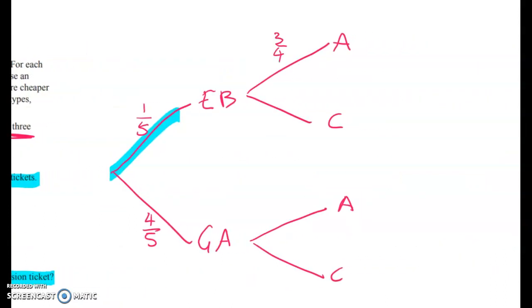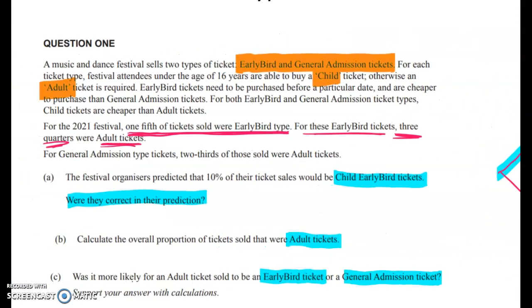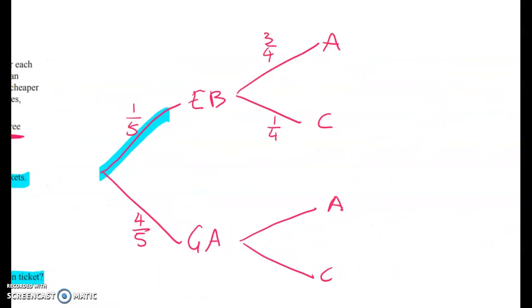So we've got 3/4 here. That means that this must be 1/4. What about for the general admission tickets? Let's see. Oh, for the general admission type tickets, 2/3 of those sold were adult tickets. So 2/3 here and 1/3 here.